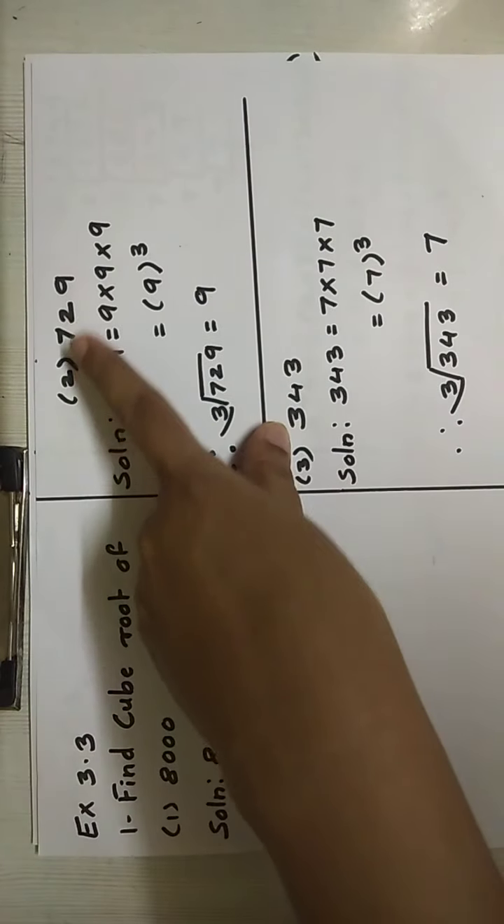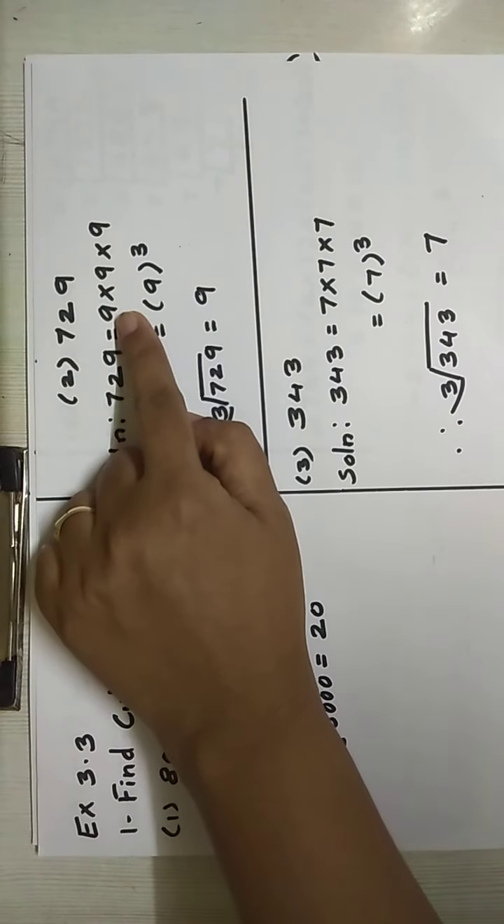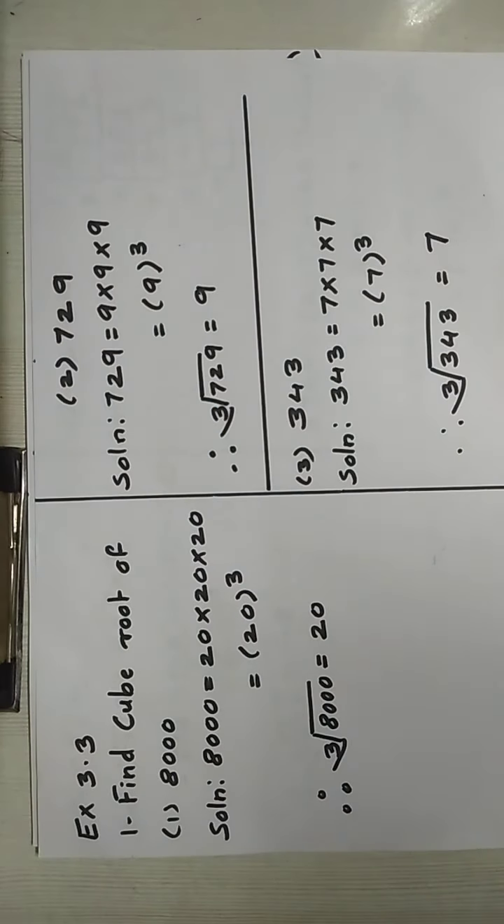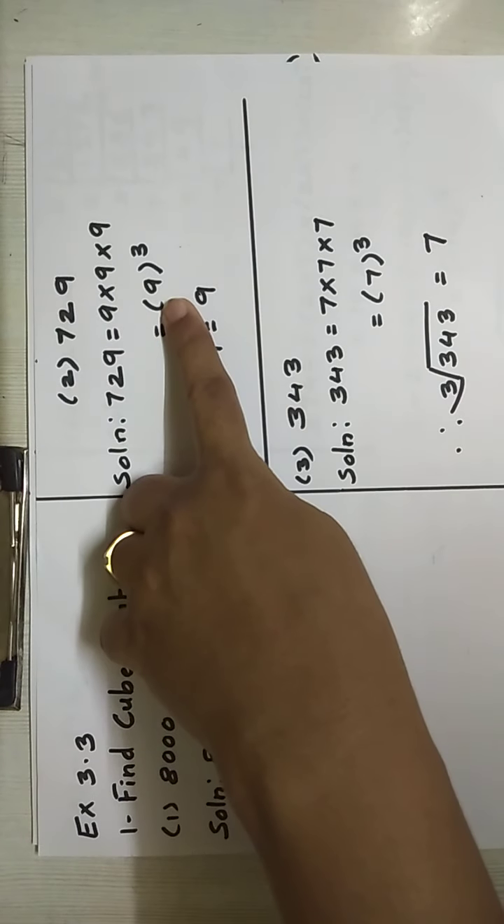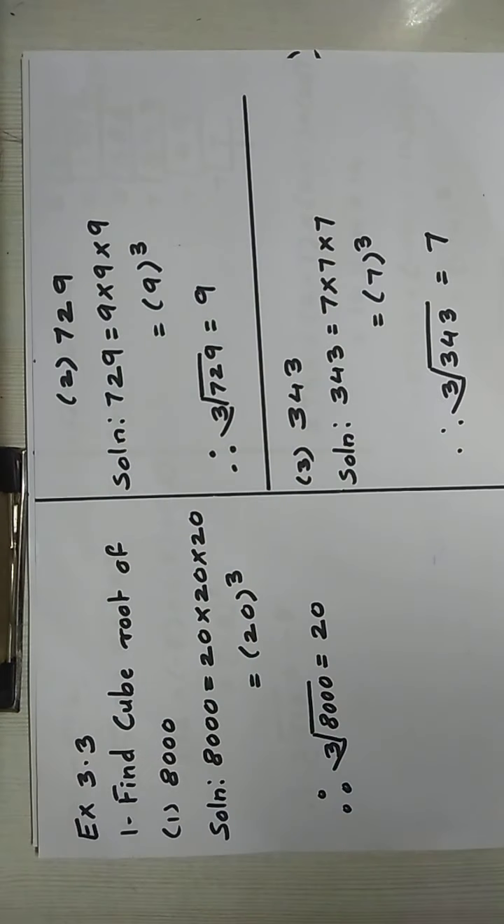Now the second question is 729. 729 can be written as 9 into 9 into 9. That means 9 cube. So if 729 is 9 cube, that means cube root of 729 will be 9.